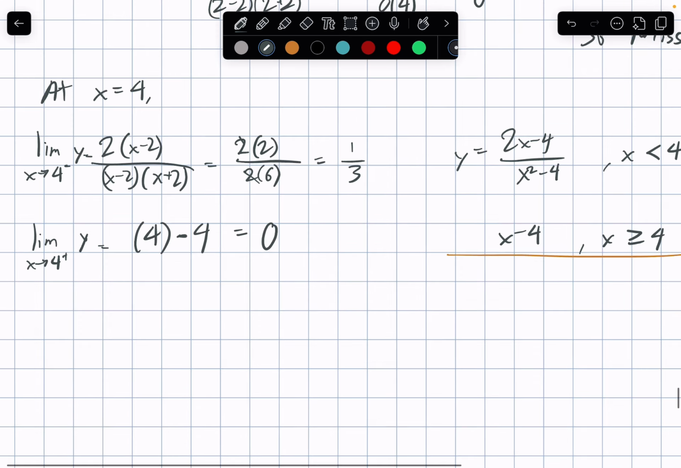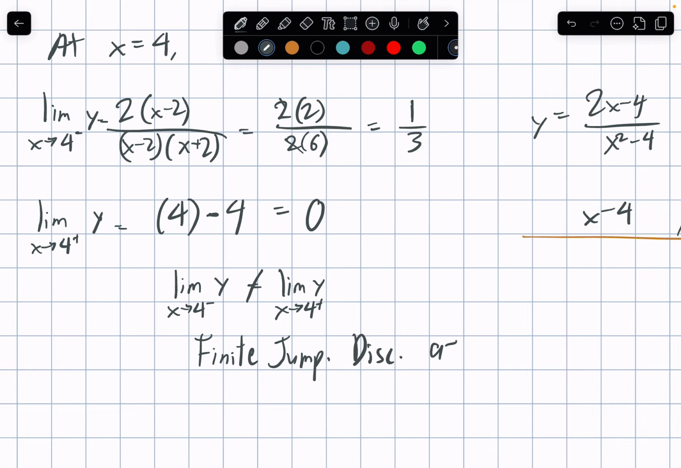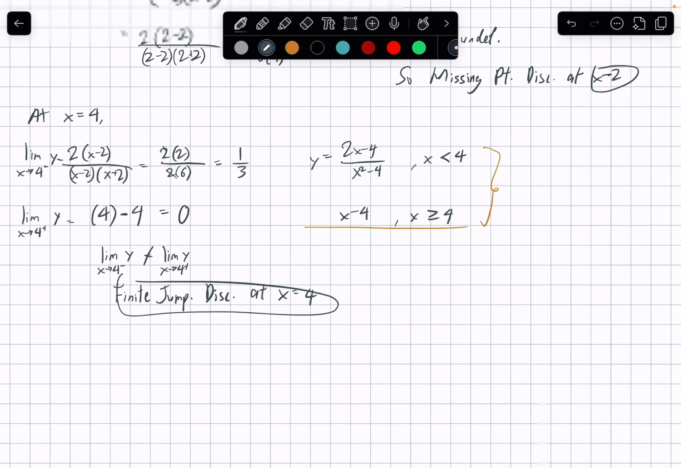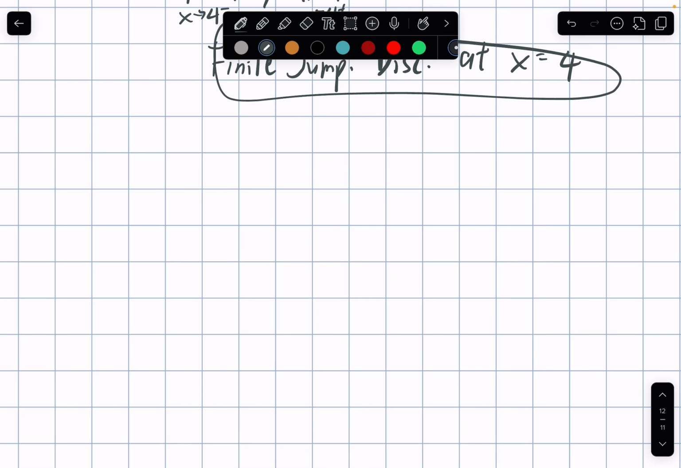It is equal to 0. Therefore, since the left hand and right hand are not the same, we could say since the one-sided limits are not equal, we have a finite jump discontinuity at x is equal to 4. Okay? Now let's identify the asymptotes.